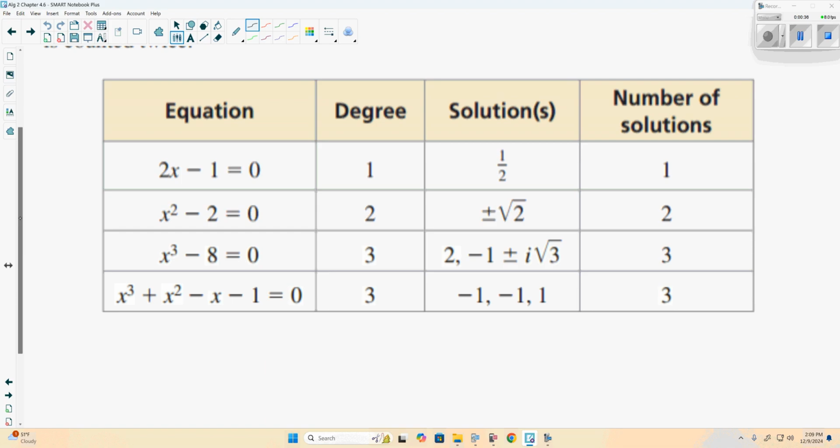The next one on the chart, x squared minus 2 equals 0. The degree is 2. The solutions are plus or minus the square root of 2. The number of solutions is 2. Our third one, x cubed minus 8 equals 0. The degree is 3. The solutions are 2 and negative 1 plus or minus i square root of 3. And the number of solutions is 3. And our last one, x cubed plus x squared minus x minus 1 equals 0. Its degree is 3. The solutions are negative 1, 1, and 1, and the number of solutions is 3.